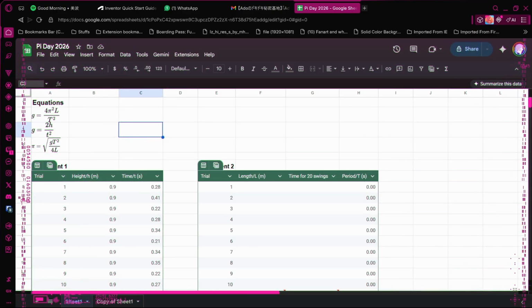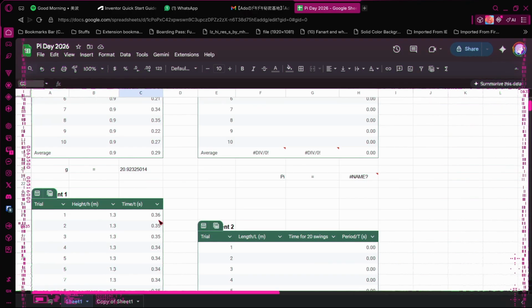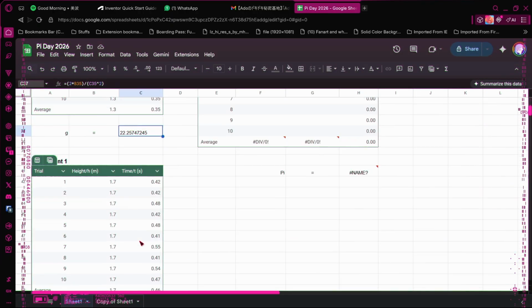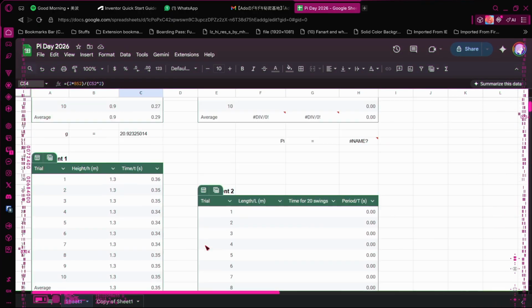Well, hello there. We are in our data analysis lab, and as you can see here, we have our three different experiments. Our gravity value was calculated using 2 times the height, the average of the height. Well, all the heights are the same, so you don't really need to take the average. But 2 times the height divided by time squared, where we took the average of the time. And we are doing the same thing for all three of our experiments.